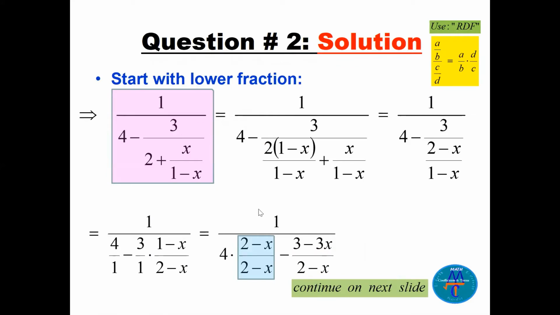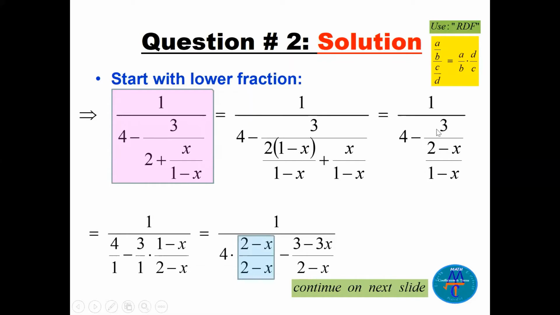Start with the lower fractions here. See the 2 over 1. And now 1 minus x is the LCD. So I have to multiply up and down, only here, by 1 minus x. So this will be 2 times 1, 2. 2 times minus x, minus 2x, plus x becomes 2 minus x divided by 1 minus x.